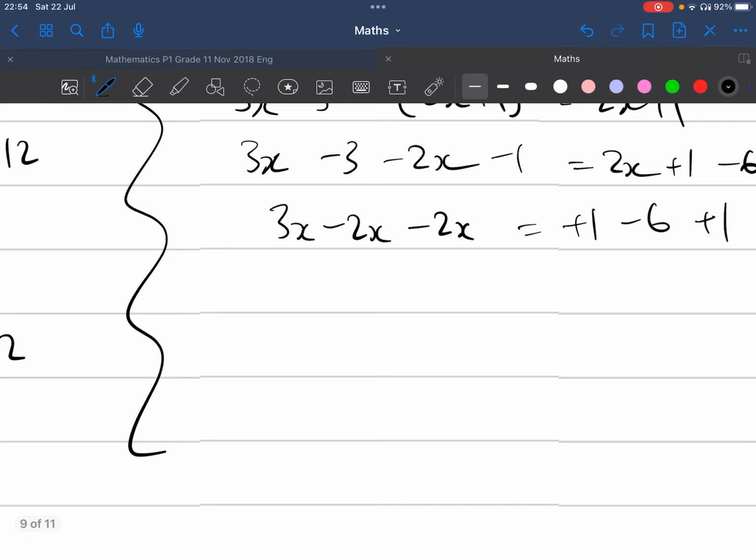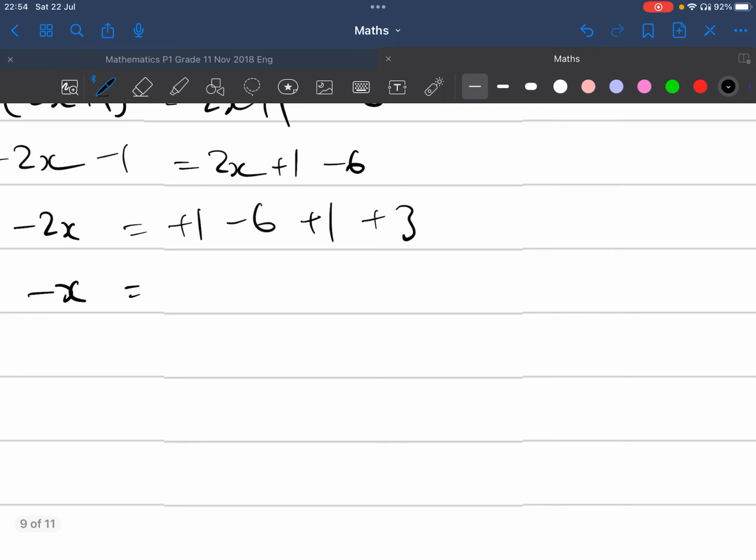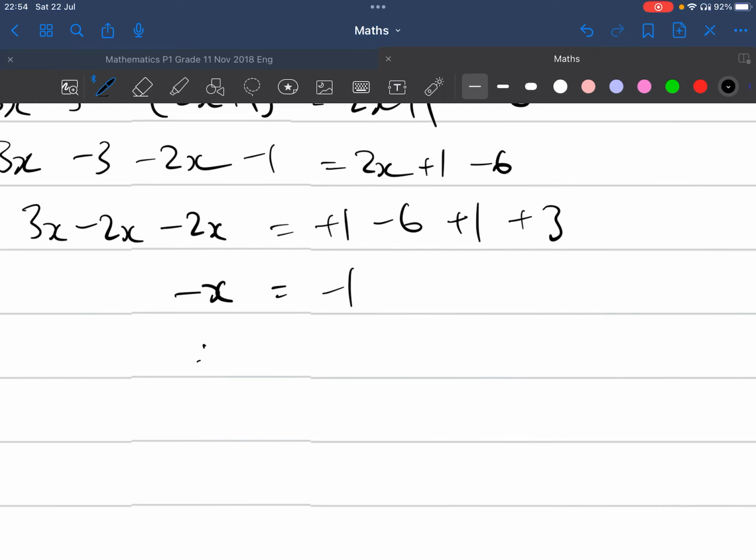Okay, so here I'll have 3 minus 2 is minus 1, so minus x. And then 1 minus 6 plus 1 plus 3 gives us minus 1. Okay, so therefore x equals 1 because I divide both sides by minus 1.